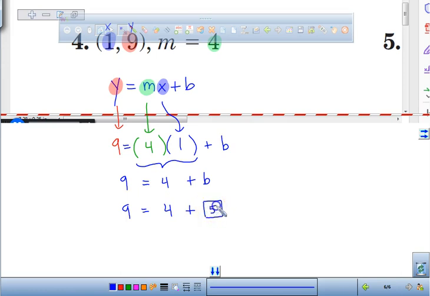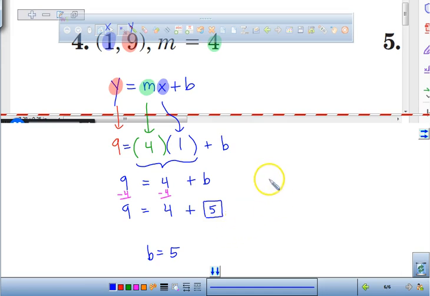5. 5, that's right. So that would be the same thing as saying, if I took away 4 from this side and I took away 4 from this side, what's 9 minus 4? 9 minus 4 is 5. So that's why your b value is 5. That's how it works. Remember, letters just represent numbers that you don't know. They're like little empty boxes.